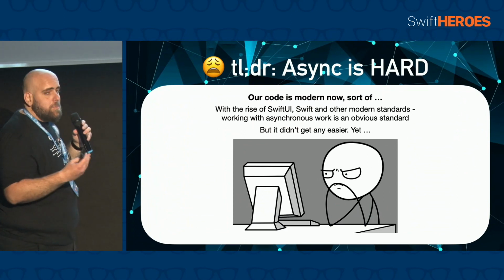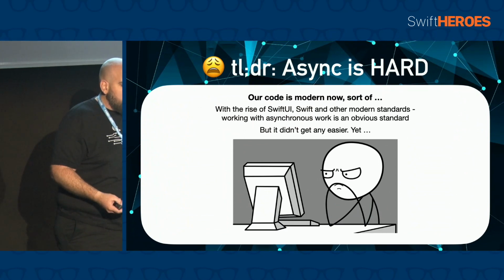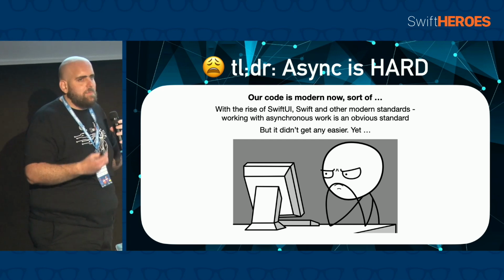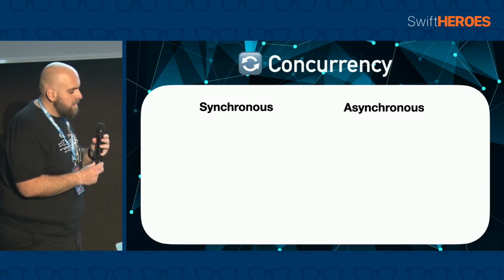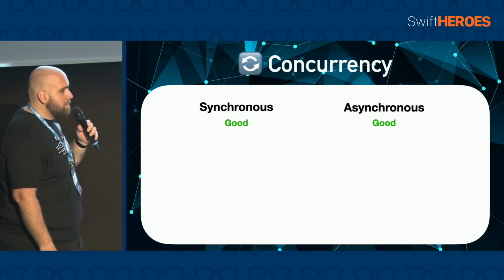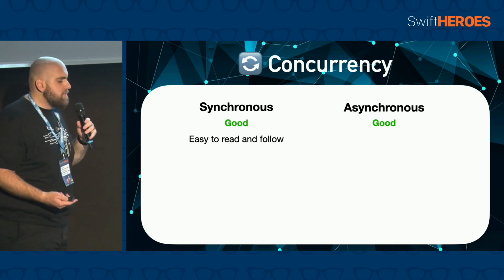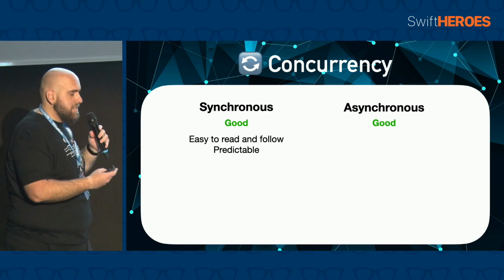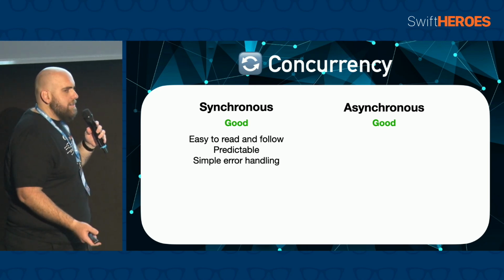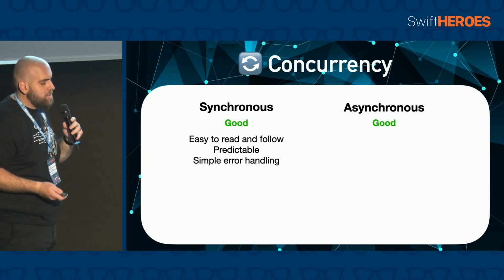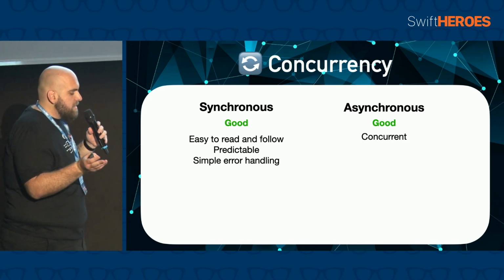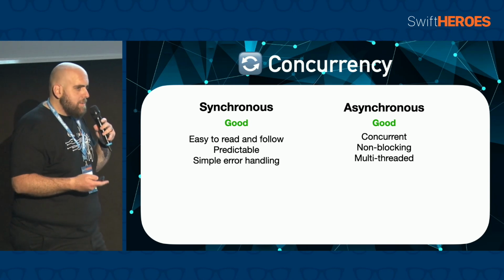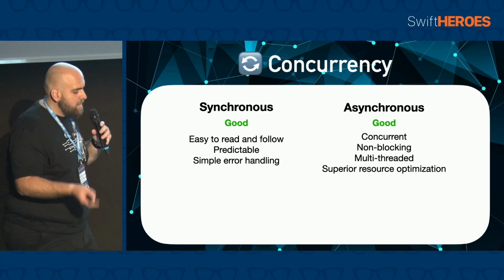So our code got much more modern. We got stuff like Swift, and we got stuff like SwiftUI, but concurrency and concurrency-related code really didn't get any easier. We are working with the same tools that we have had for almost a decade now. But we have some good stuff on both sides. So for example, synchronous code is very easy to read and very easy to follow, and it's very predictable because we can just write it serially in a line. And it has very simple error handling because we can just try, throw, and catch. On the other side, for asynchronous code, we can get concurrent execution. We are not blocking the main thread. We can use multiple threads, which leads to optimum resource utilization.